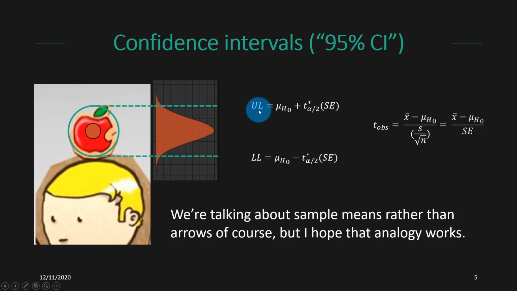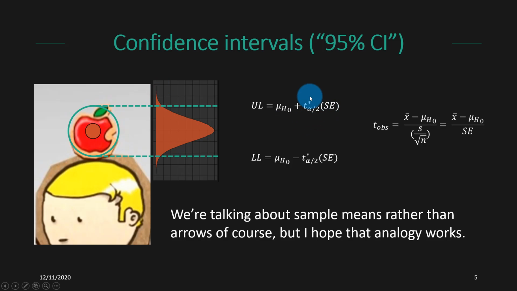Specifically, we can say that the upper limit of this 95% confidence interval would be equal to the population mean under the null hypothesis, plus the critical t-value for our alpha level divided by 2. Oftentimes we'll set alpha equal to 0.05, so we're looking at the critical t-value that separates the extreme 5% of the data from the middle 95% of the data. It's a little bit confusing at first, but it's alpha divided by 2 because I have 2.5% in this tail and 2.5% in this tail. So if I'm thinking about this in just one direction, it's the t-value that separates the 2.5% in the tail from the middle of the distribution.